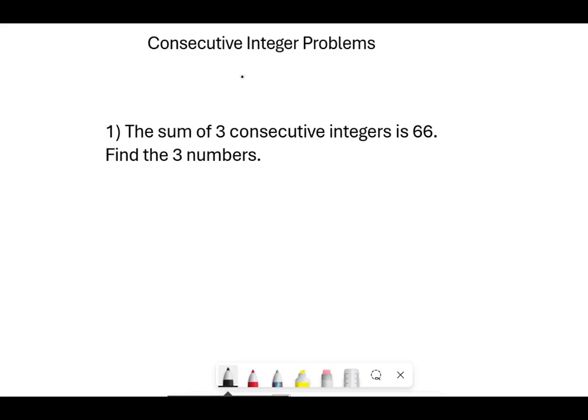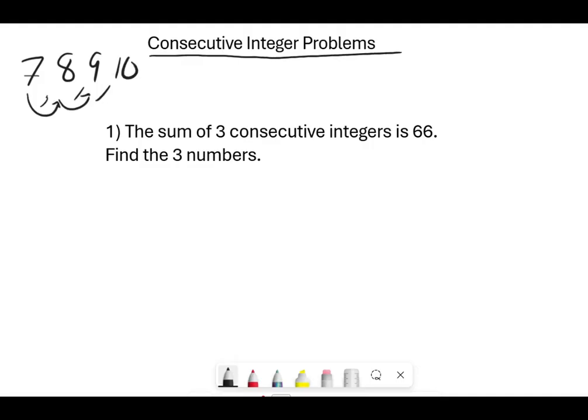This lesson is on how to solve consecutive integer problems. First of all, let's talk about what consecutive integers are. For example, some consecutive integers could be 7, 8, 9, 10, and so on. Consecutive integers have a difference of 1 for each number. Let's look at our first example.